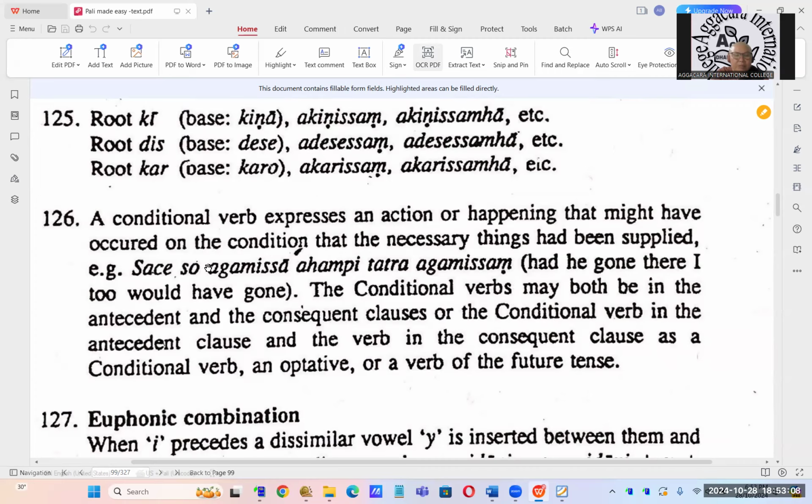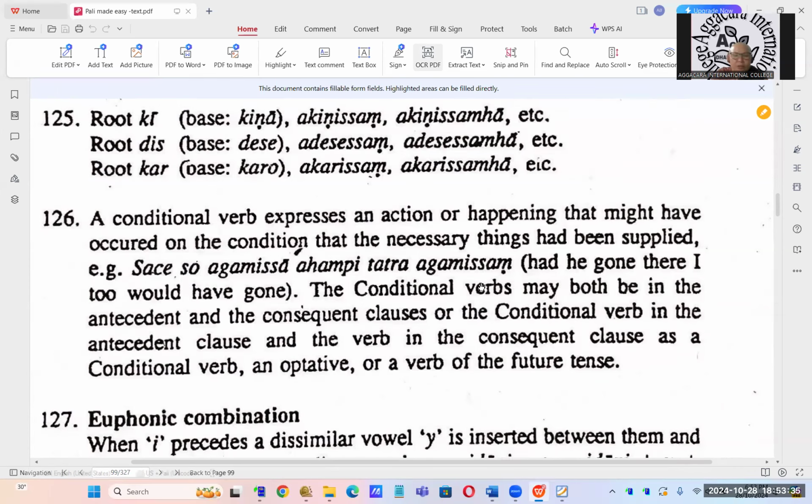It's actually a prefix "a," but "gam" is "go." So "if he had gone there, "aham pi tattha agamissam," I would have come there." All right. So this one, "agamissa" and "agamissam," all these are conditional. It means that if he had gone there, I would have gone. But it's implied that he never went there, so I never went.